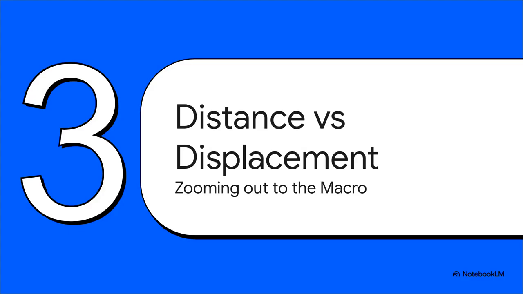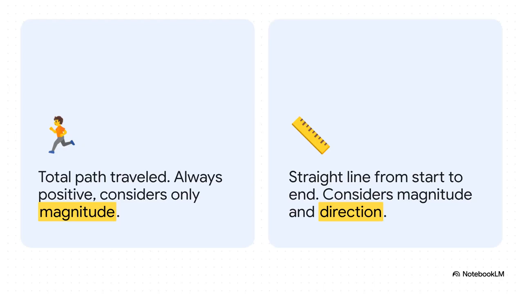On to Section 3, distance versus displacement. Time to zoom out to the macro. Picture this. You go for a simple jog. Distance is simply the total ground you covered. If you jog in a giant winding circle around a local park, your distance is the entire perimeter of the path you took. It's always a positive number, and it only cares about the magnitude, the sheer amount of ground covered.